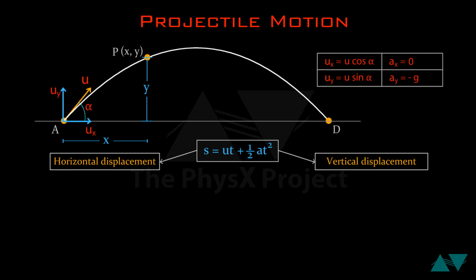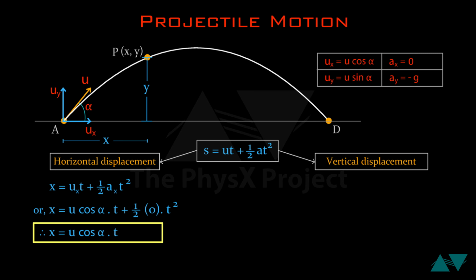For the horizontal displacement, we are going to use x for s, ux for u, and ax for a. Time t is not affected by the horizontal or vertical version as time is a scalar quantity, and so there is no issue of components associated with that. For the next line, we are going to replace ux with u cos alpha and ax with 0 from our table. Therefore, horizontal displacement x equals u cos alpha into t.